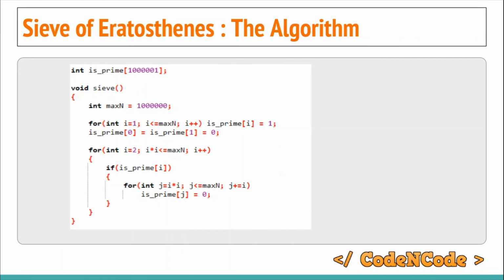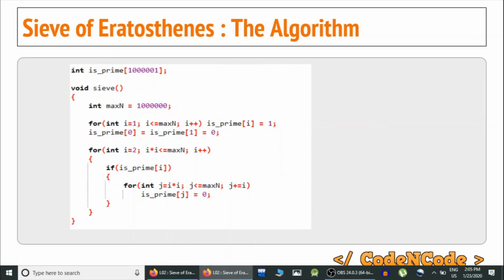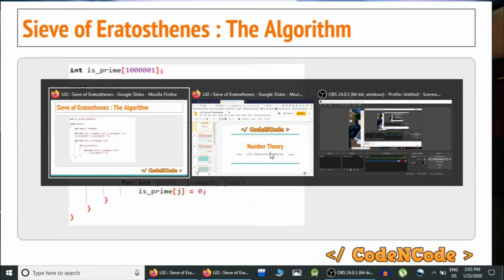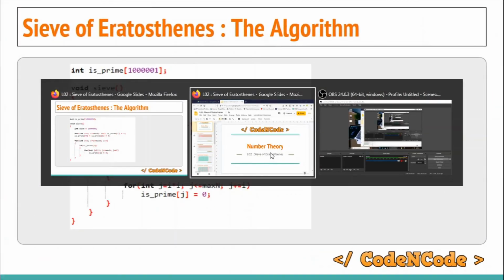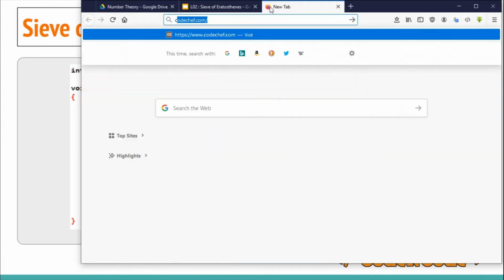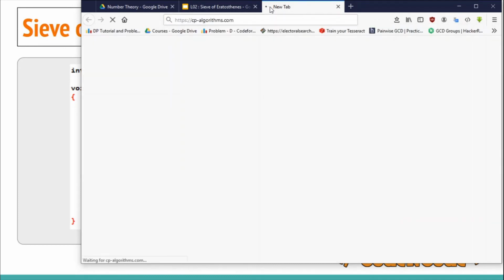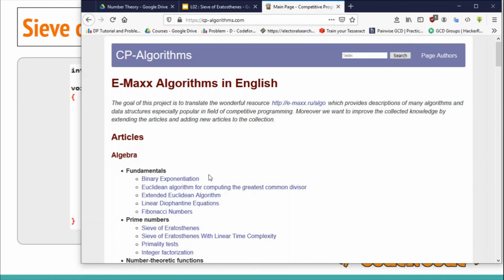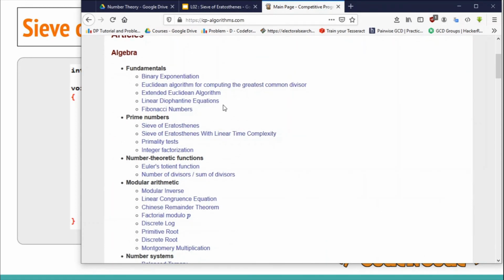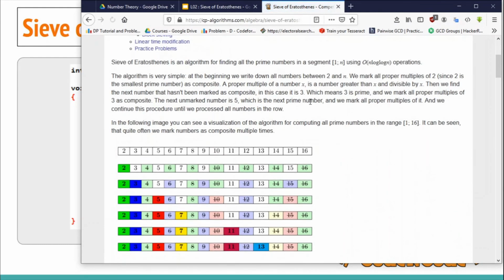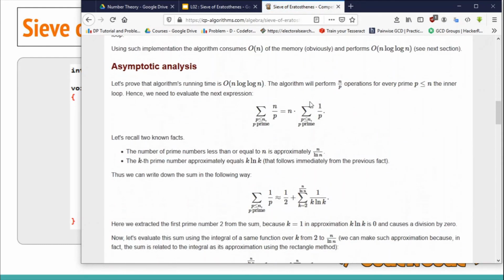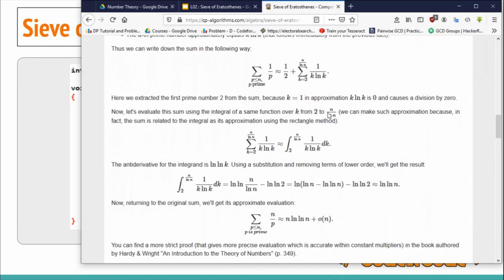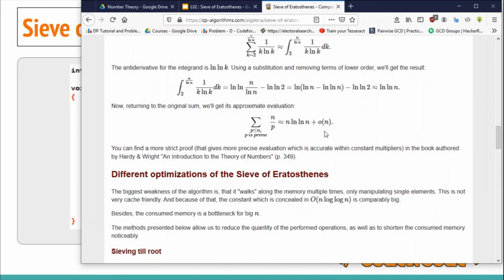n log n. For the proof of this, you can go to the website CP algorithm. Yep. And here are also other algorithms which you can study. So you can go to CP algorithm and you can see the running time analysis of this algorithm, which comes out to be n log n.